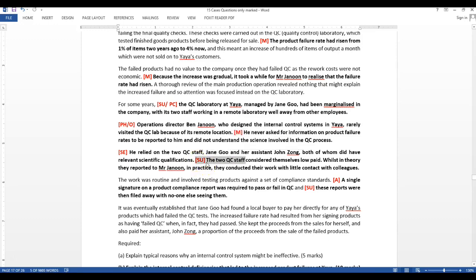The 2 QC staff considered themselves low paid, while in theory they reported to Mr. Janoun. In practice, they conducted their work with little contact with the colleagues. So even though these 2 QC staff should report to Mr.